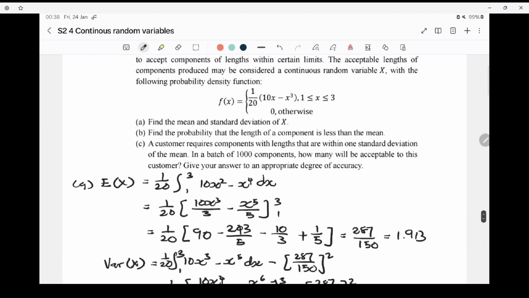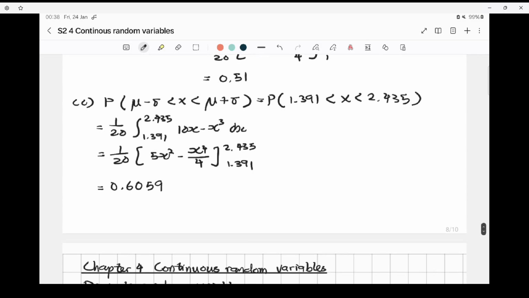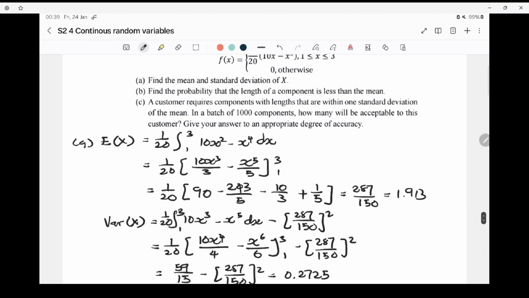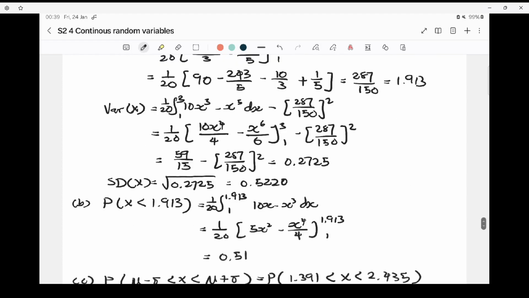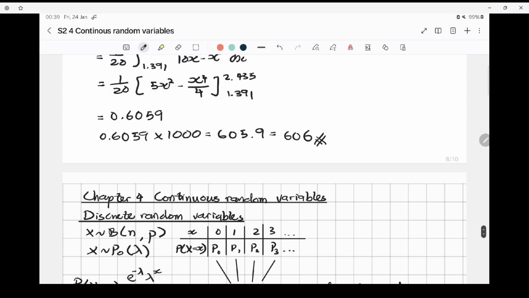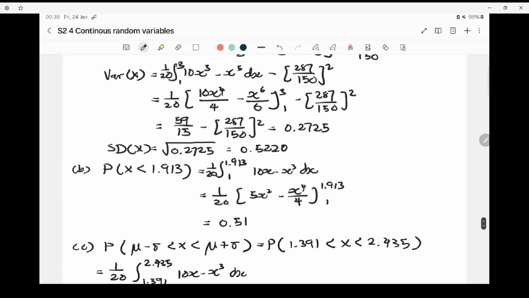So now you take 1,000. So this particular number multiplied with 1,000, the expected value would be 605.9 or 606. So that would be the answer. So that's all for this chapter. Thank you.